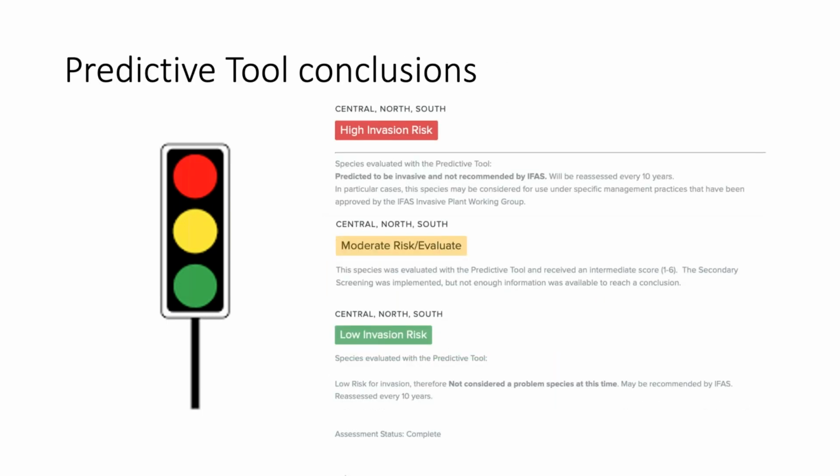And then here's our predictive tool conclusions. Same color scheme, but you'll notice different language, where we have a high invasion risk, a moderate risk, and a low invasion risk. But there's the same implications for these, whether or not you can recommend them or not.